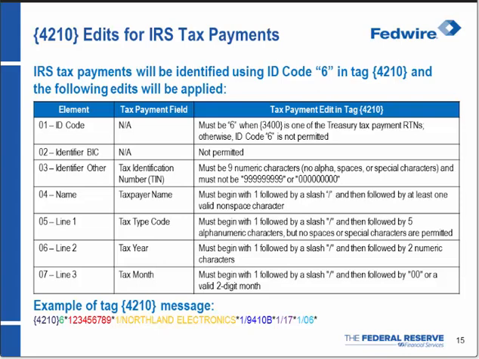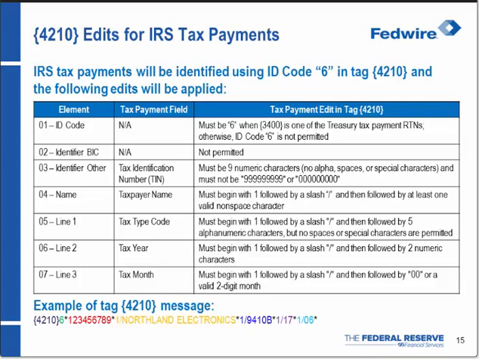Then in the element 04, which is the name field, that's where you would put the taxpayer name, and we have an edit that says it has to be a 1 followed by a slash, and then at least 1 valid non-space character. The next one, element 5, which is line 1, will be for the tax type code, which will have to be a 1 followed by a slash, and then followed by 5 alphanumeric characters, but you can't use spaces or any special characters.